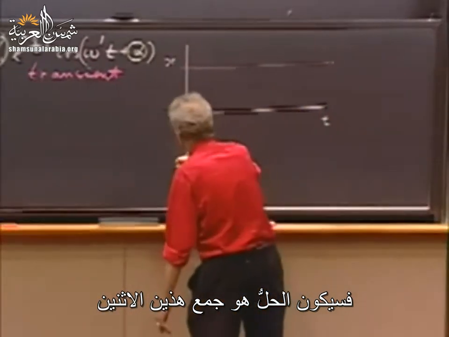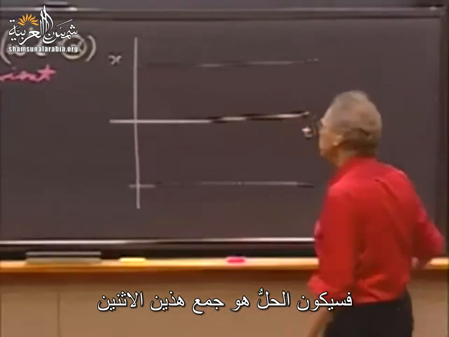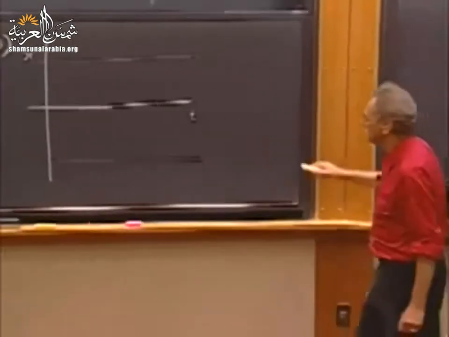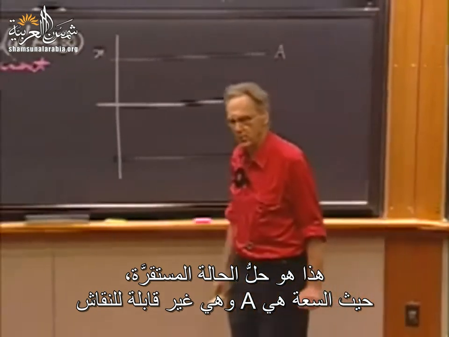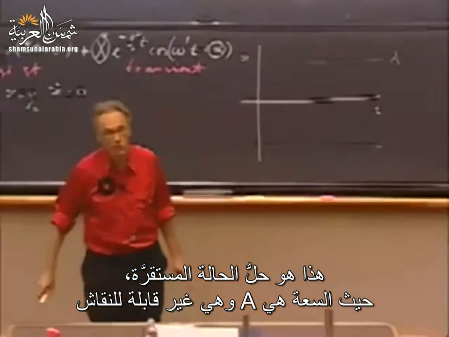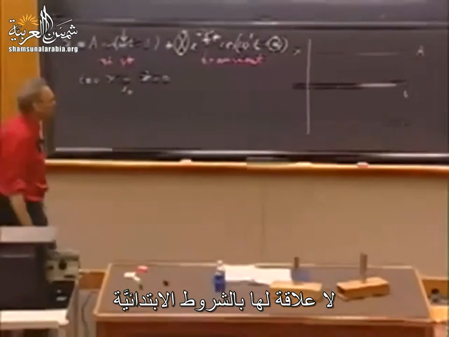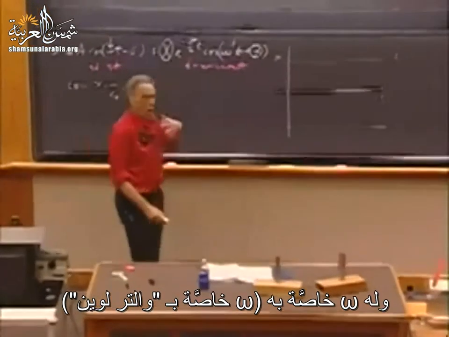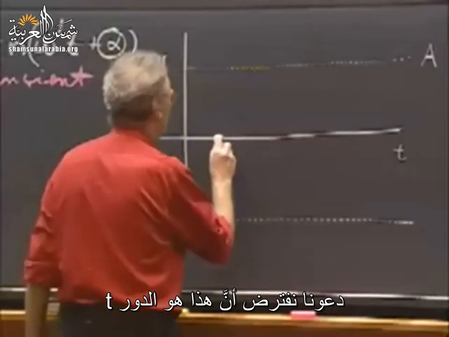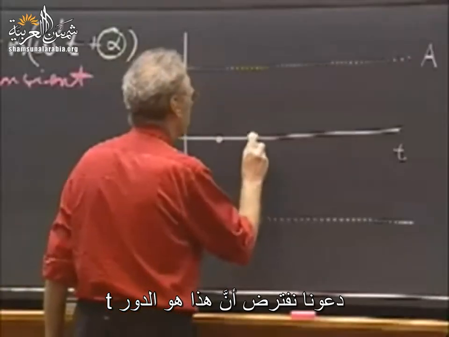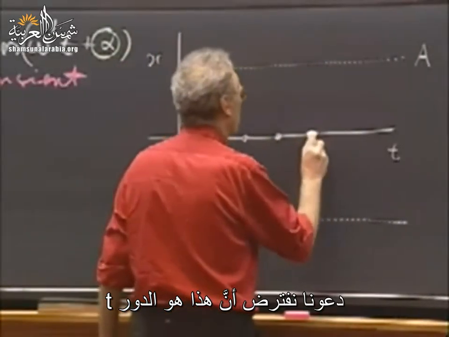the solution is really the sum of these two. This is the steady state solution, which has an amplitude capital A, which is non-negotiable. It's nothing to do with the initial conditions. It has its own omega, Walter Lewin's omega. So let's assume that this is the period T.